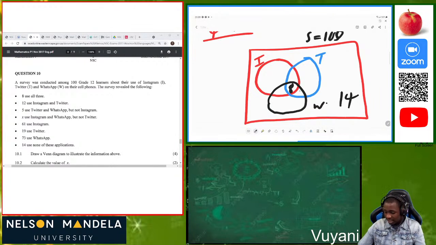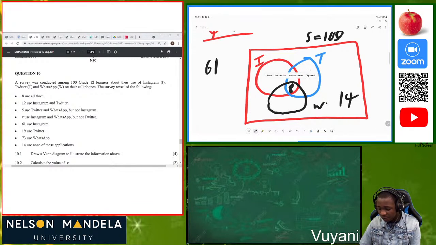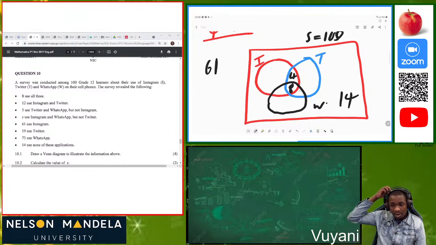Now, let's start with Instagram. We are told that 61 uses Instagram. But now, 12 uses Instagram and Twitter. So now let's check out the intersection. If 12 uses Instagram and Twitter, we just have to say 12 minus 8, then we get 4. So that when you say 8 plus 4, we get that 12, because only 12 students use Instagram and Twitter.